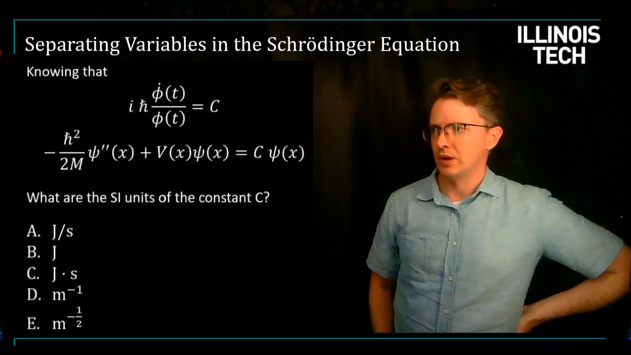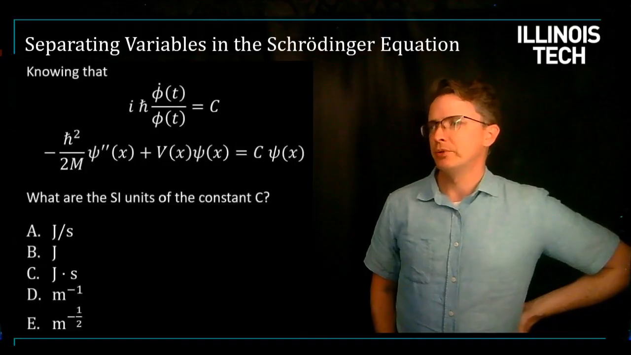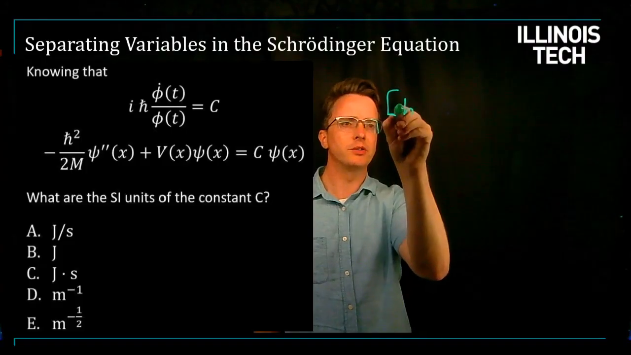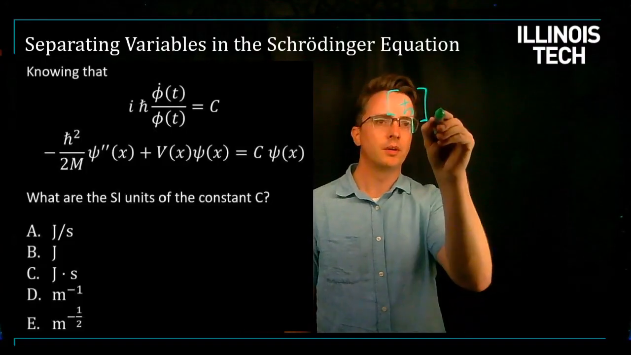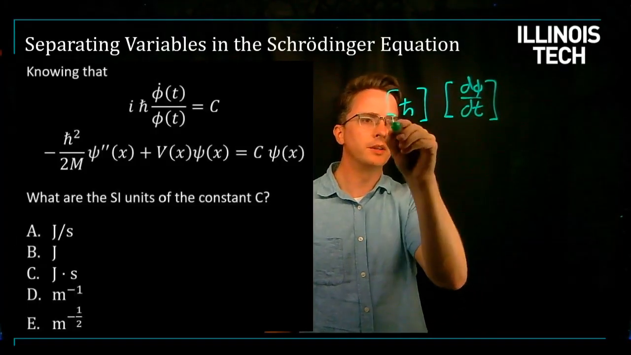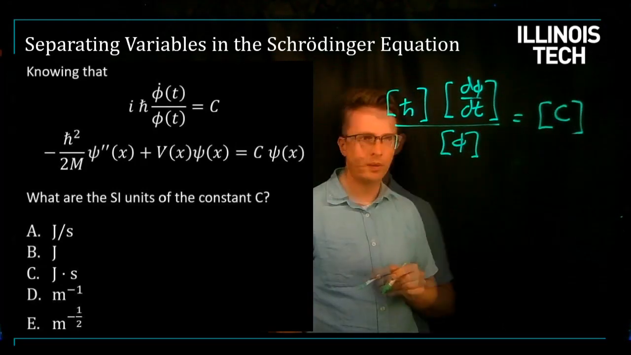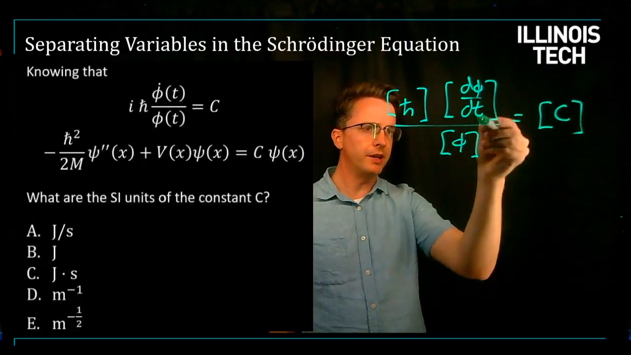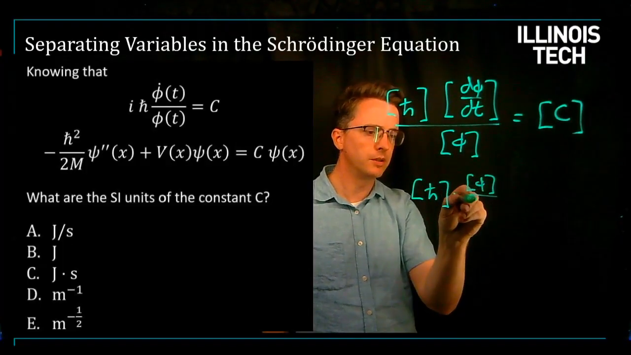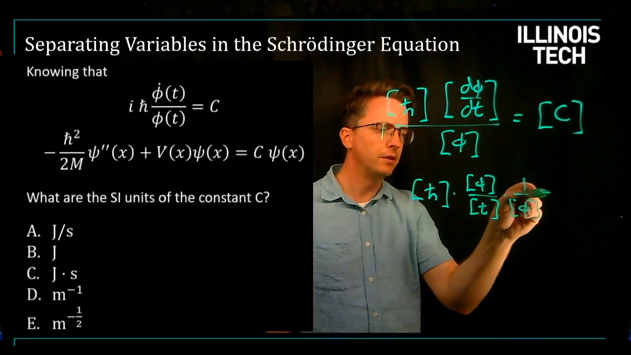All right. So have you made your choice? Let's think carefully about it. c appears in both equations. I could use either one. So if I look at the top equation, I've got the units of h bar, the square brackets mean units, times the units of d phi dt, divided by the units of phi, are equal to the units of c. Right? Now the units of d phi dt are the units of phi over the units of t. So the units of h bar times the units of phi divided by the units of t times 1 over the units of phi are equal to the units of c.